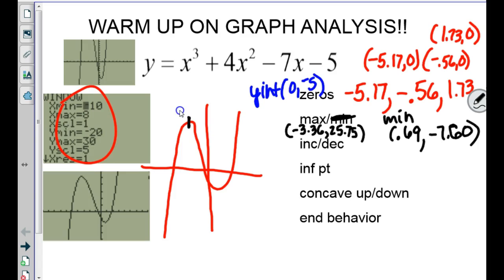So this x value up here was -3.36, and this x value down here was 0.69. The actual relative minimum value of the function is this y value, and the relative maximum is this y value. But I'm labeling the x's over here because that's what tells us increasing and decreasing. And they are asked in this order on the quiz. So increasing, where is this function increasing?